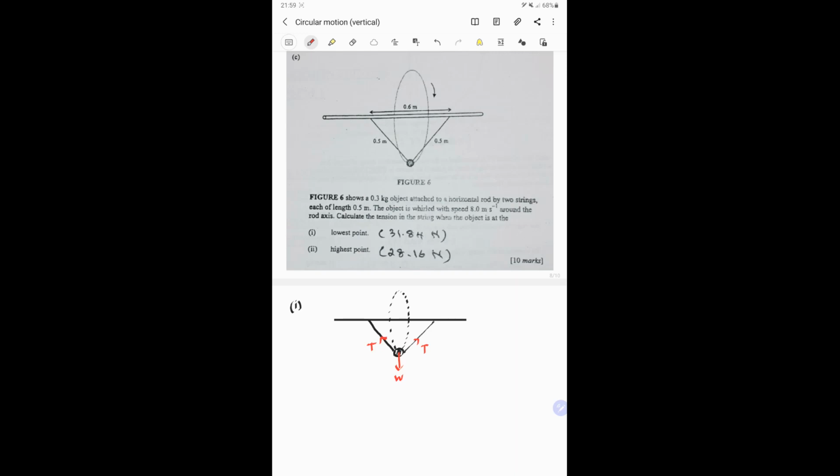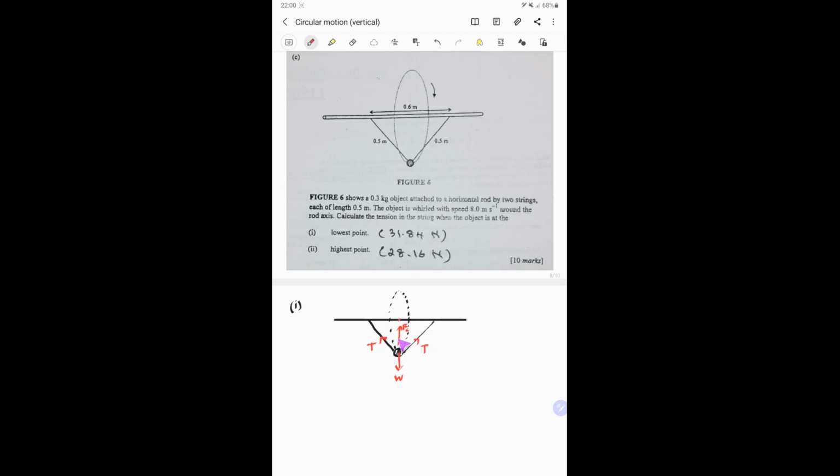Okay, why? Because this is the center of the circle. Alright, so our FC is just towards the center. This is FC. So we need to resolve T to be TY. The length here is given as 0.5, isn't it? Also 0.5, and the length here given is 0.6. So half of that, this length is equal to 0.3.